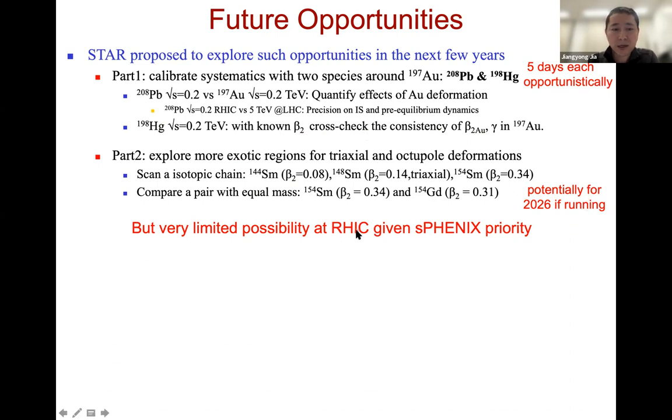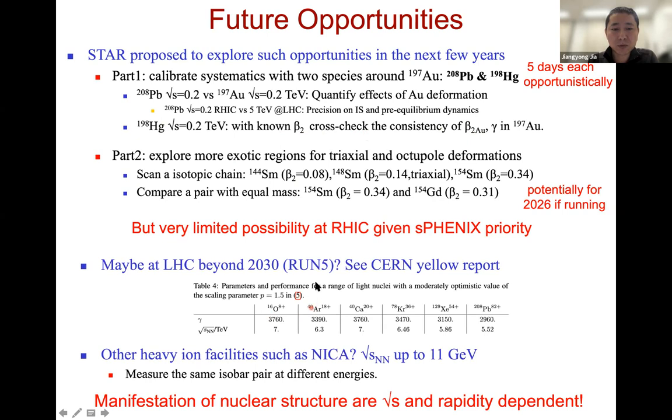Okay. But looking in the future, maybe beyond 2030, at the Large Hadron Collider, the hadron physics plans are not yet defined. We could do some species scan. This is a table taken from the CERN Yellow Report, where they actually mentioned, perhaps accidentally, you can see this isobar pair, right? Argon 40 and calcium 40. The calcium 40 is doubly magic, okay? Quite interesting.